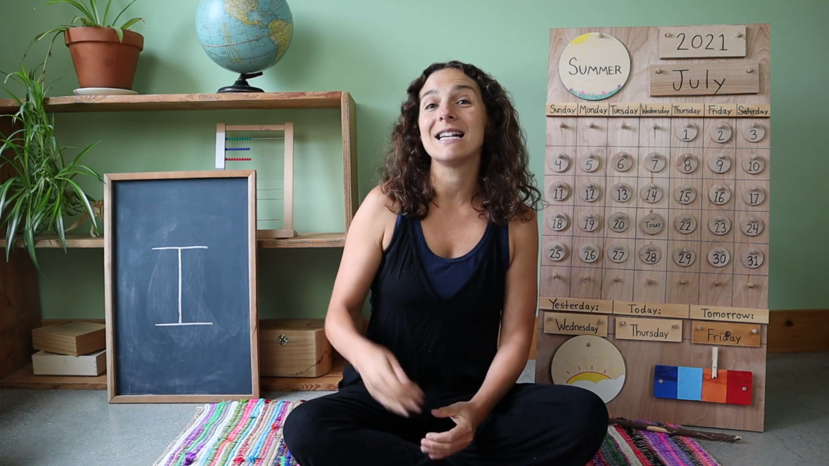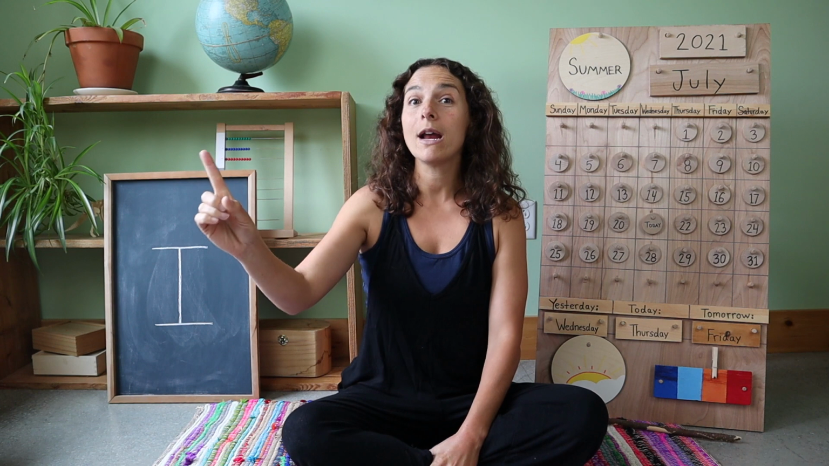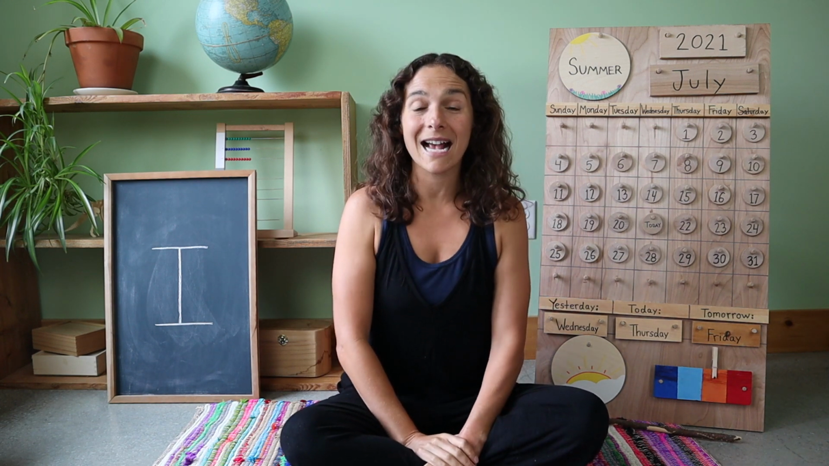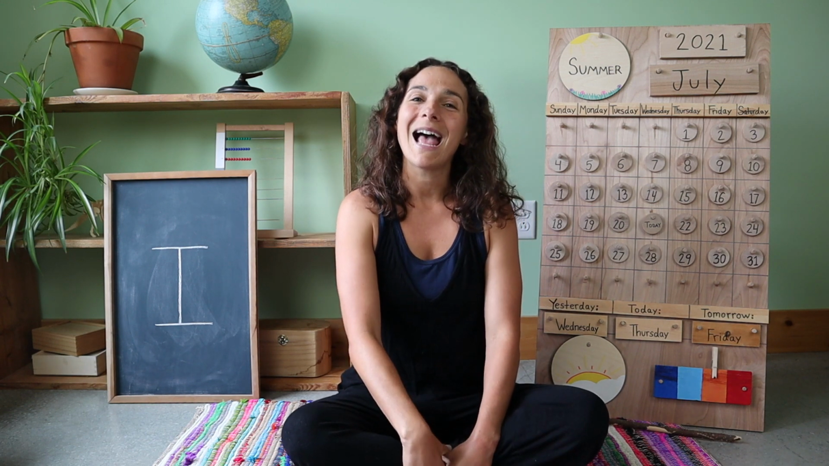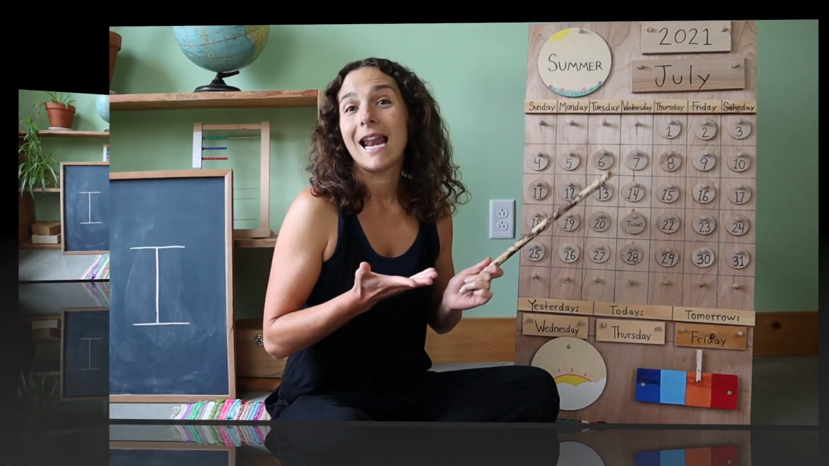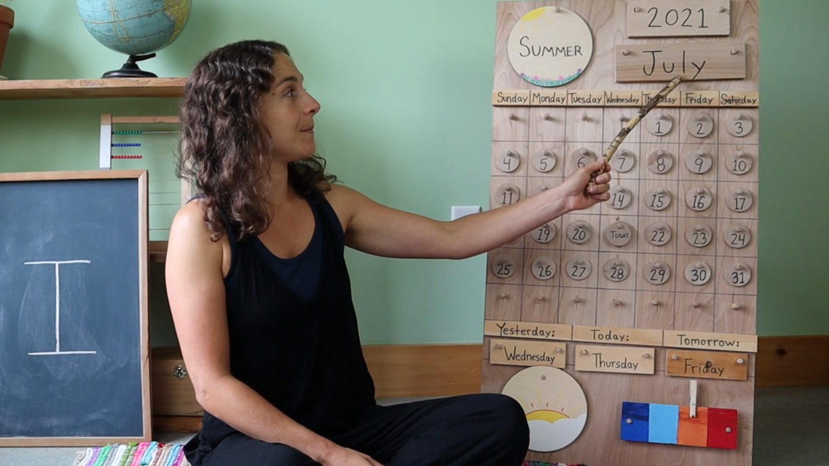Because today is Isaac's 4th birthday, and it takes the earth 1 whole year to travel around the sun, that means that Isaac has traveled around the sun 4 times. Happy birthday, Isaac. I hope that you have a great day. And I have my pointing stick ready so we can go over the date together.